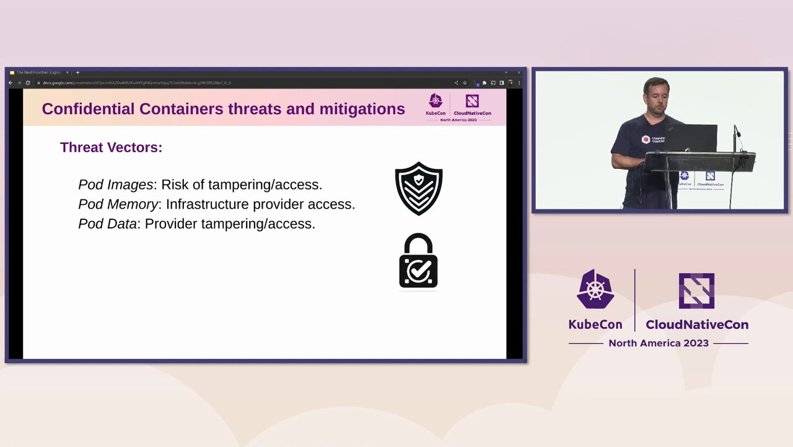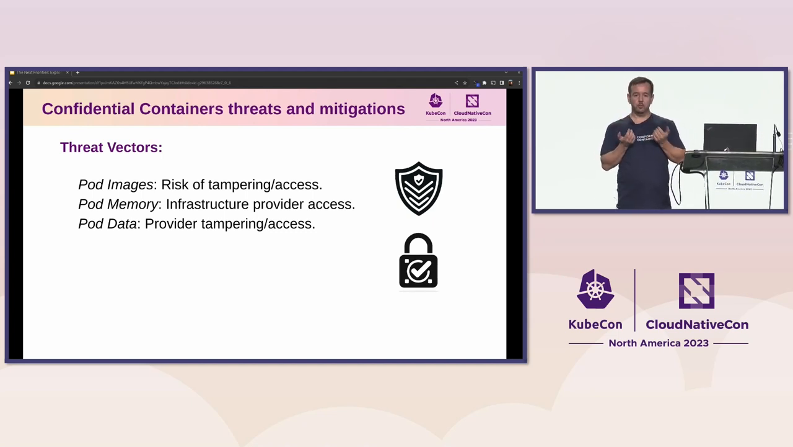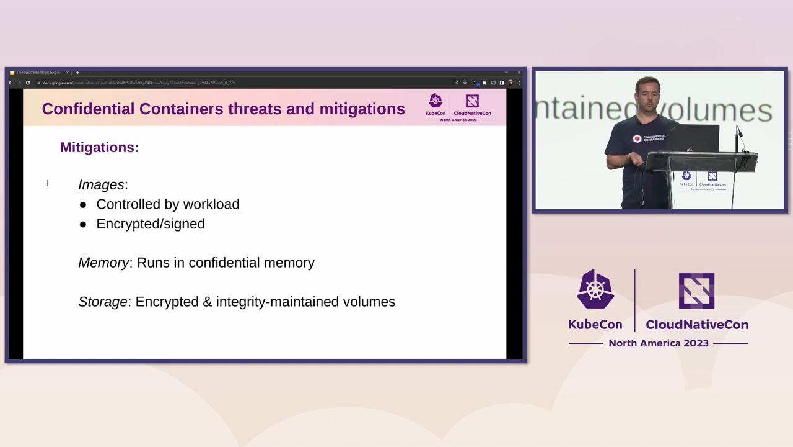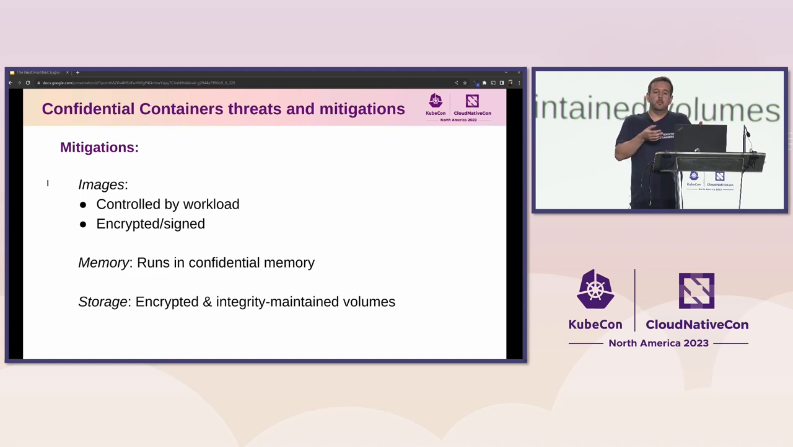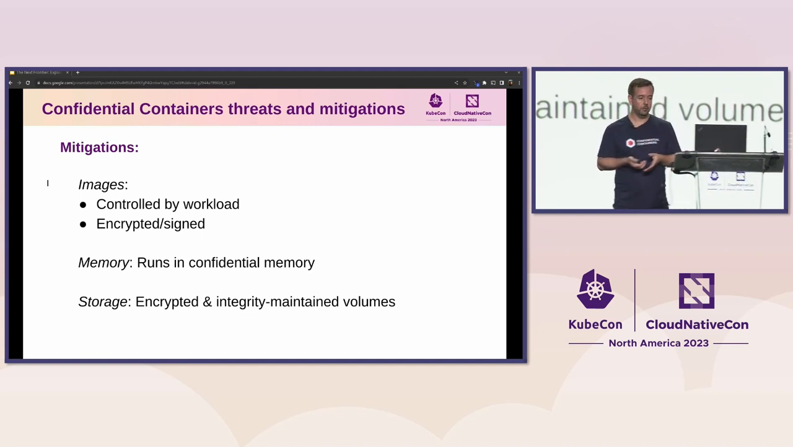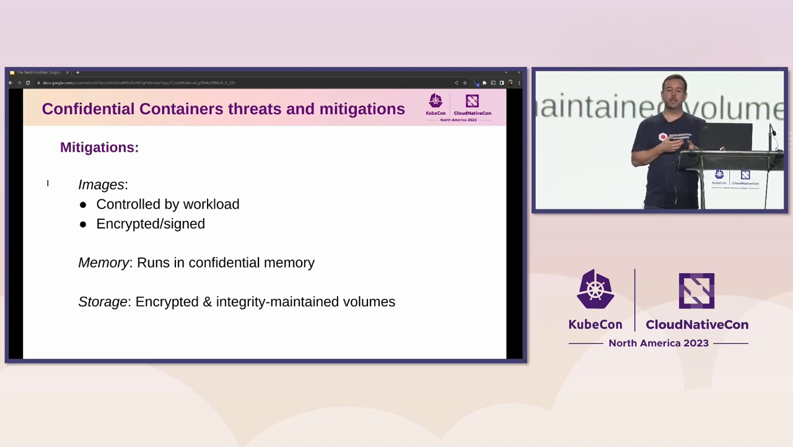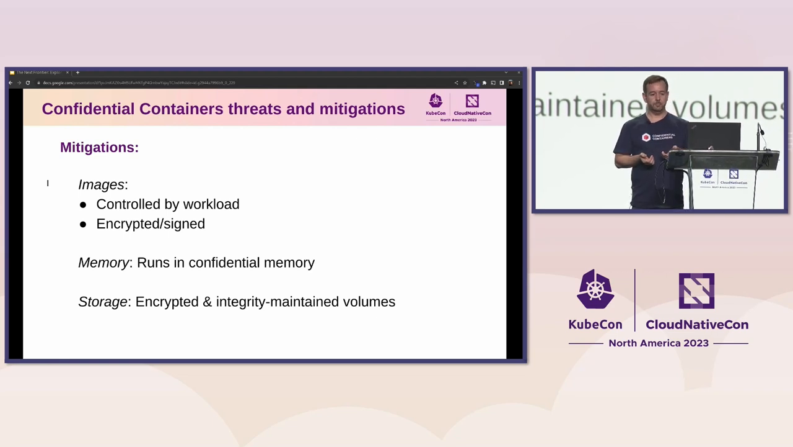So going back to our threat vectors we talked about, these are the threat vectors that the CoCo project tries to address. So what are the mitigations? For container images, we shift the control of the container images away from the infrastructure owner. These images must either be signed or encrypted to ensure the infrastructure owner cannot manage, store, or pull these images. Only the workload itself should be capable of pulling, decrypting, verifying, and possibly storing them. So storing encrypted and signed images in confidential memory ensures that they remain inaccessible to the infrastructure provider. And by this, it's mitigating threat vector number one.